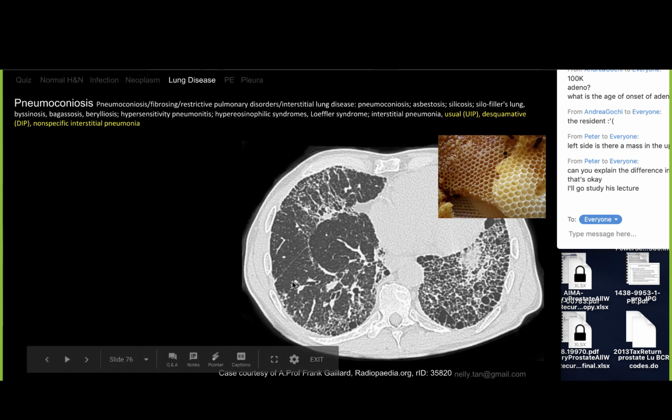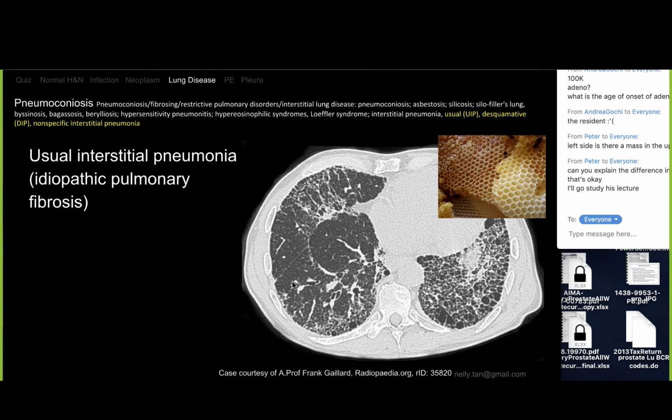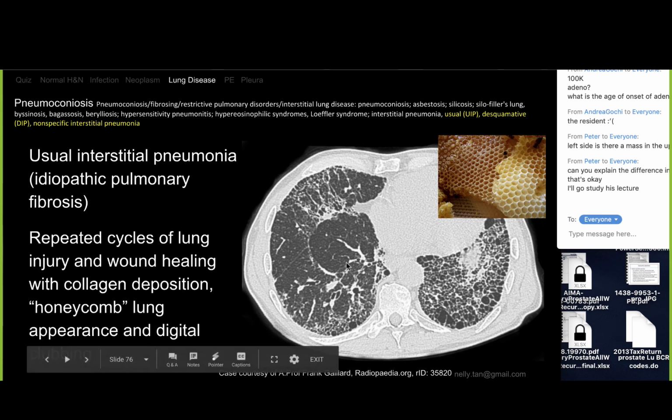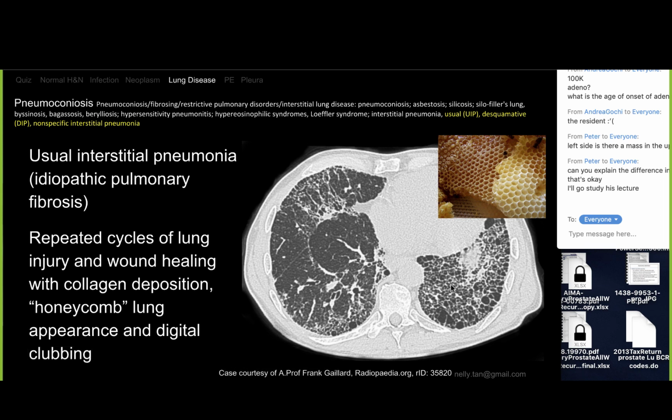Okay, so then the last part of lung disease is UIP, interstitial lung disease. It's called idiopathic because we don't know what causes it, but they classically get fibrosis and this honeycombing appearance, like a honeycomb. So lung cysts that are sort of adjacent to each other. And that's from repeated lung injuries that cause this fibrotic restrictive lung appearance.